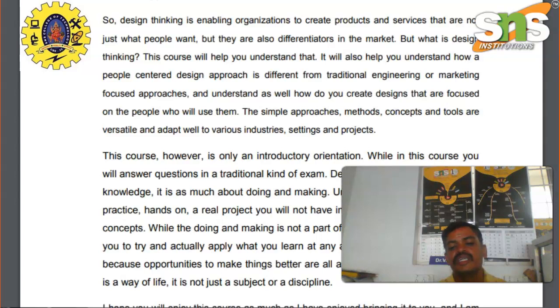Design thinking is not just about acquiring knowledge, it is as much about doing and making. Until we put our learning into practice, in hands-on real projects, we will not have internalized the content and the concepts. While the doing and making is not part of this course, we would encourage you to try and actually apply what you learn at every opportunity we get. The best opportunities to make things better are all around, because design is a way of life, it is not just a subject or discipline.